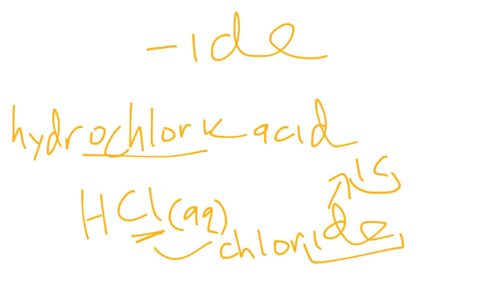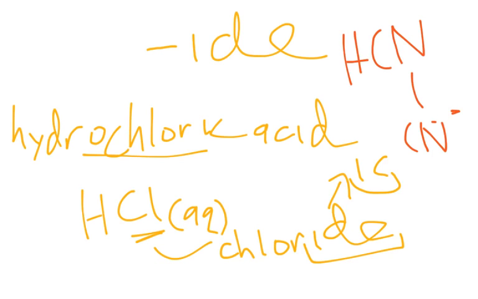hydrochloric acid. Now let's take another example such as HCN. CN is CN minus or cyanide. So let me write that out after I erase this part.